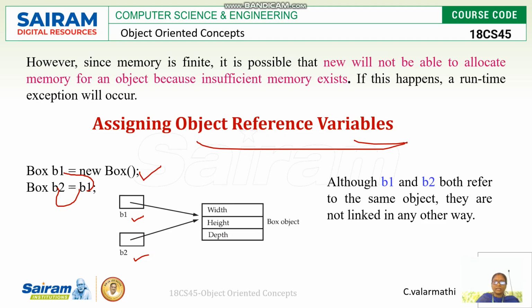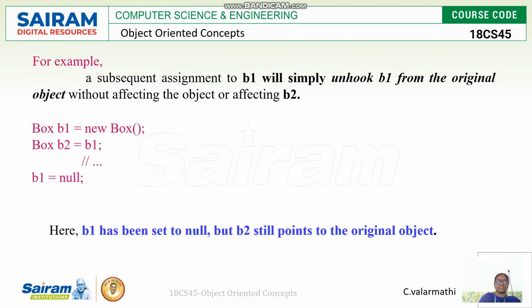So, but these B1 and B2 are referring to the same object. They are not linked in any other way. So they are not internally linked. B1 is referring to the box object, and B2 is referring to another object.